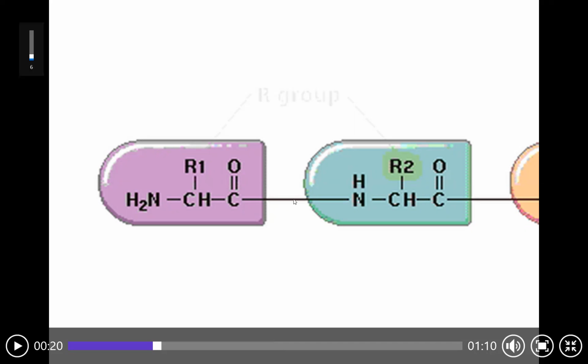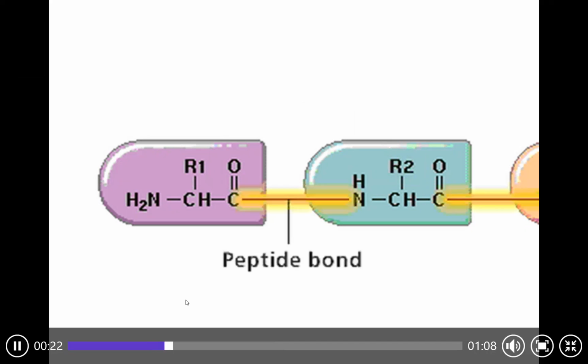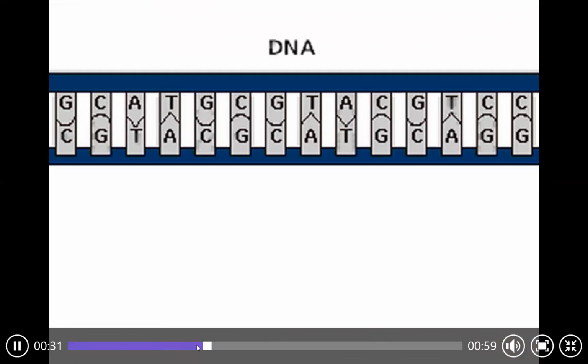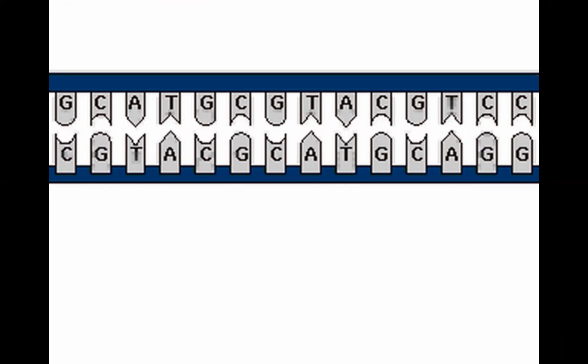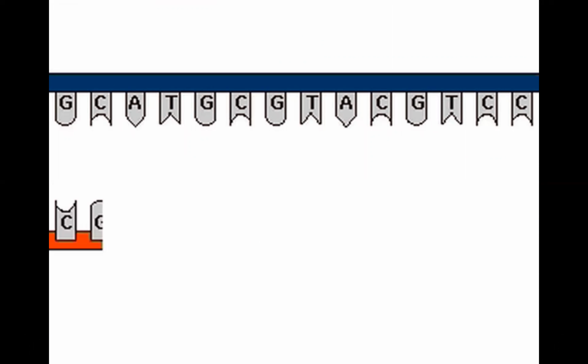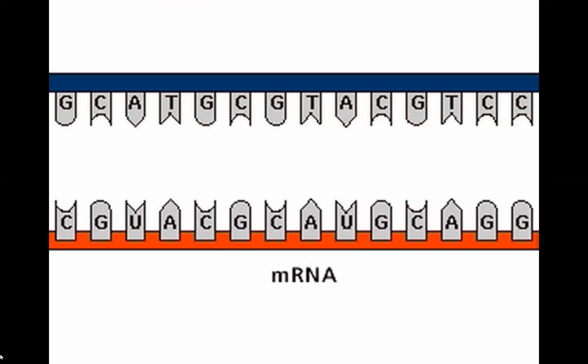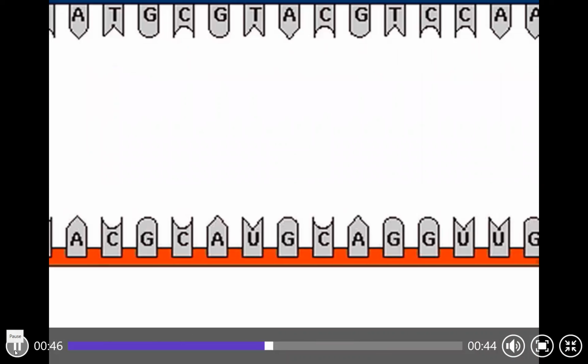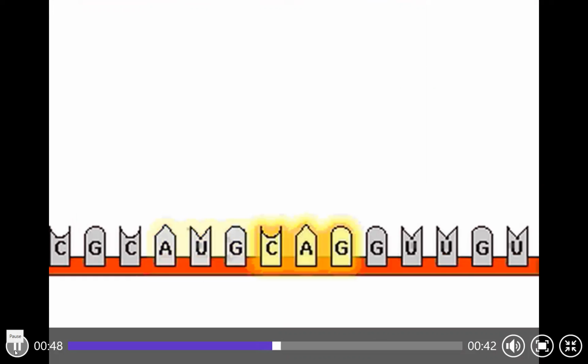So let's take a look at actually how this works. You're going to see transcription. We take the DNA, we know we copy it into mRNA through complementary base pairing, right? Through the enzyme RNA polymerase. Then we take the mRNA and we're going to translate it, okay?